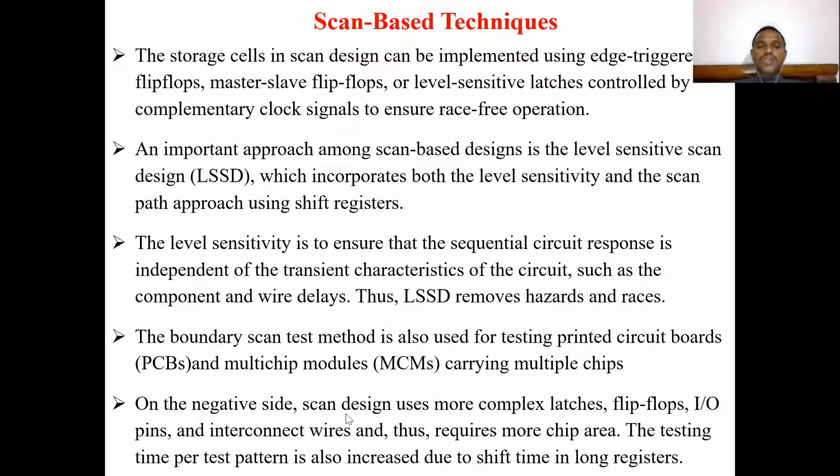On the negative side, scan design uses more complex latches, flip-flops, input-output pins and interconnection wires, and thus requires more chip area. To accommodate all these things, we use more flip-flops, input-output pins and interconnection wires. Because of that, the area occupied by the scan-based design technique will be more. That means we have to provide more chip area for testing. So that is one disadvantage.